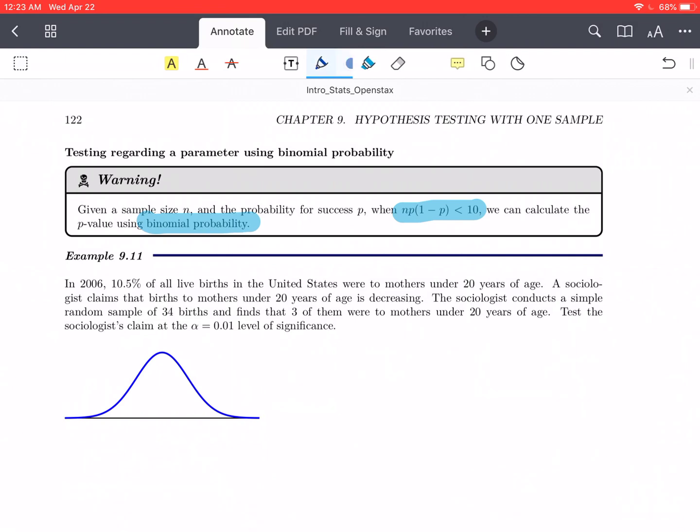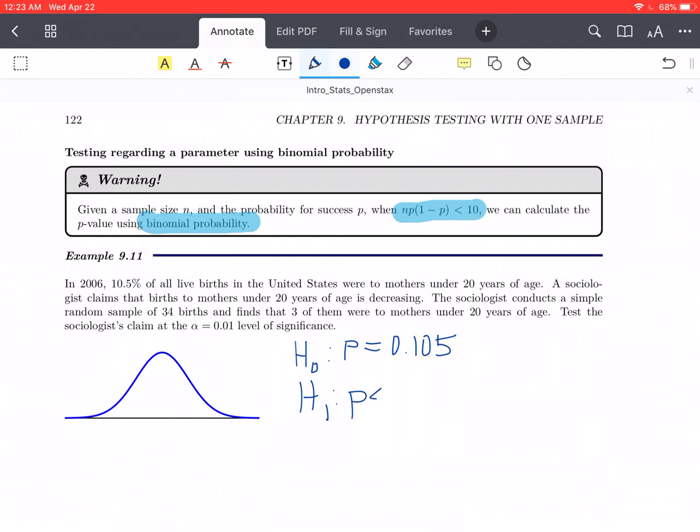Okay, so we would set up our hypotheses. The status quo, we're assuming that the proportion is 10.5%, so 0.105. The sociologist claims that that proportion is decreasing, so that p is less than 0.105. So there's our hypotheses.